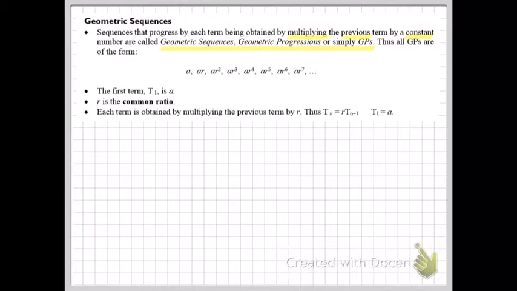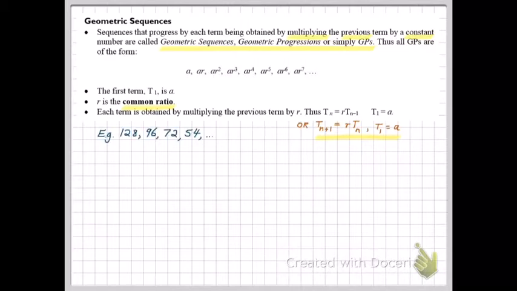So these start with the initial term A, but now we're multiplying by a factor R, and R is called the common ratio. The general form is Tn equals R times Tn minus 1, and we can rewrite that once again by adding 1 to each index number, and we get Tn plus 1 equals R times Tn, where T1 equals A, and that is the ClassPad friendly form.